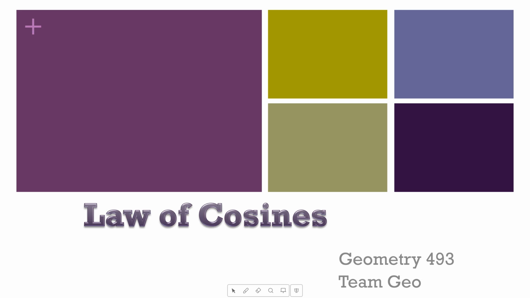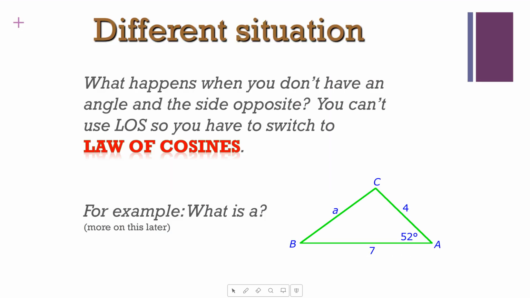All right, so as I mentioned yesterday, there's a second law that we're going to use called the law of cosines. And we will use that for one particular scenario, and that is when we don't have the relationship of the angle and the side opposite it. Okay, there are two different cases when that happens.